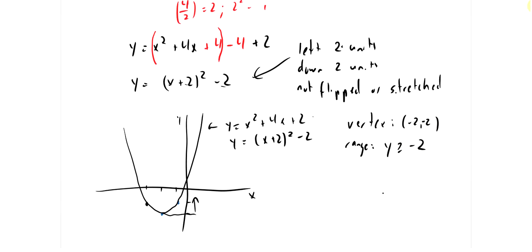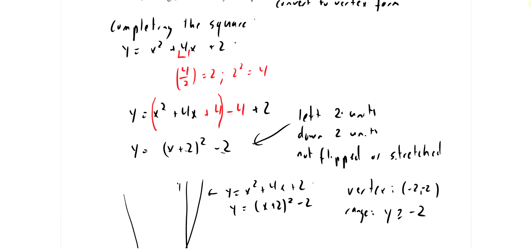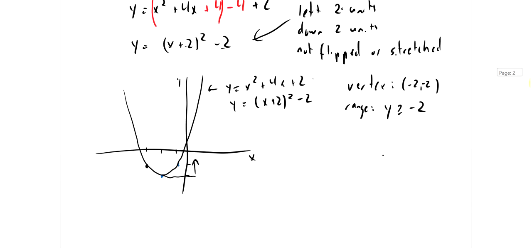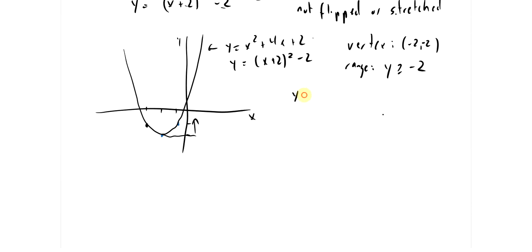What else did I want to know? X-intercepts and y-intercepts, I believe. Vertex, range, x and y-intercepts. So, y-intercept: set x equals 0, solve for y. Got 2 formulas though. Which is the easier one to do? Well, this formula is. If I just set x equal to 0 into this equation, what do I get for the y-intercept? Well, 0 plus 0 plus 2. So my y-intercept is 2.